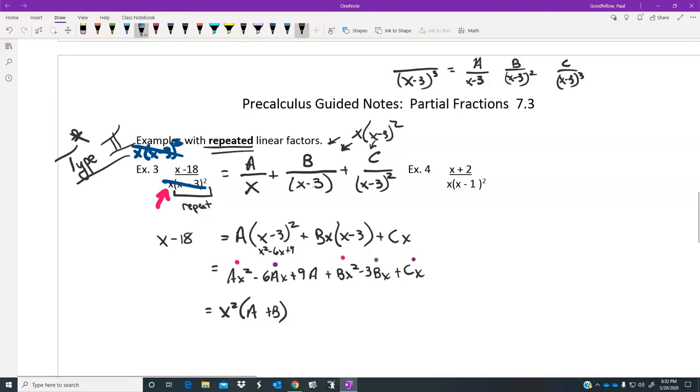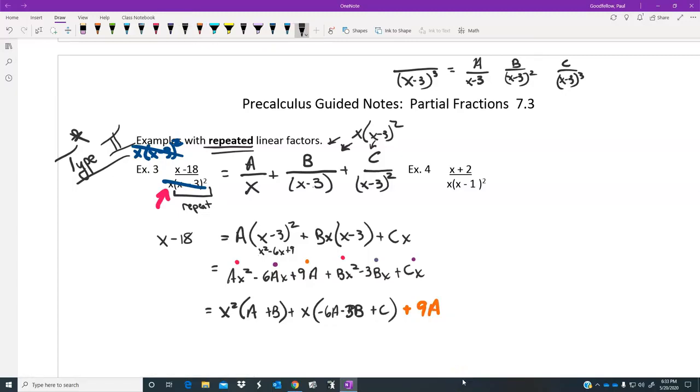Those three could be an x factored out of all of them, and I always use plus signs in between here, x times, and now if I factor it out, it'd be negative 6a minus 3b, plus c as the linear values. And then last but not least, we'd be looking at constants, which is that guy, the only one, and that'd be plus 9a down here on the end.